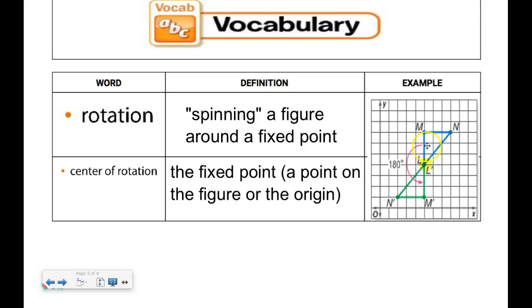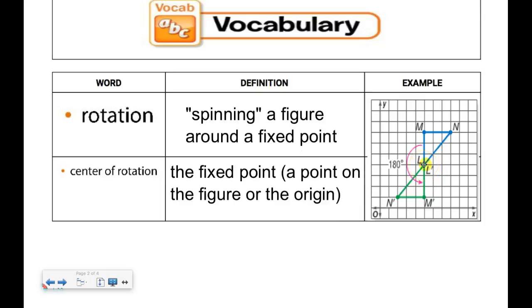So the green triangle is the image. It is the rotation of the blue triangle 180 degrees counterclockwise. The center of rotation is the fixed point itself. So whatever fixed point the figure is rotating around, that's called the center of rotation. And again, it can be a point on the actual figure, which in this case it is.